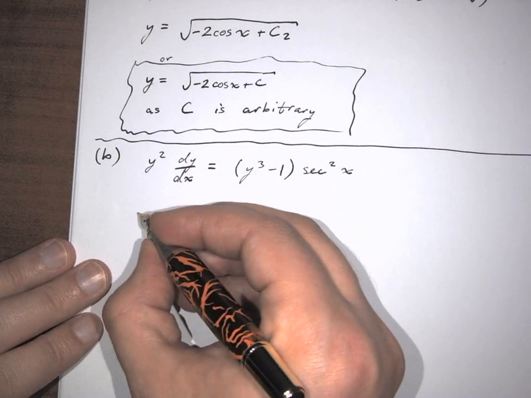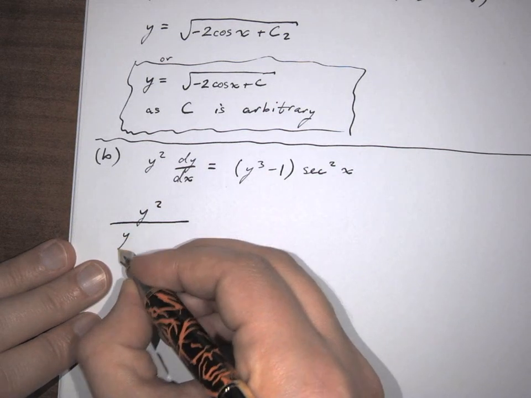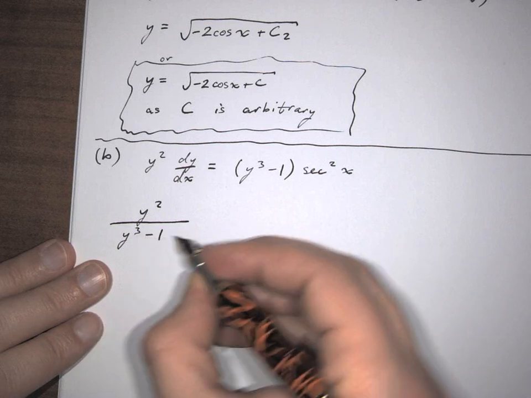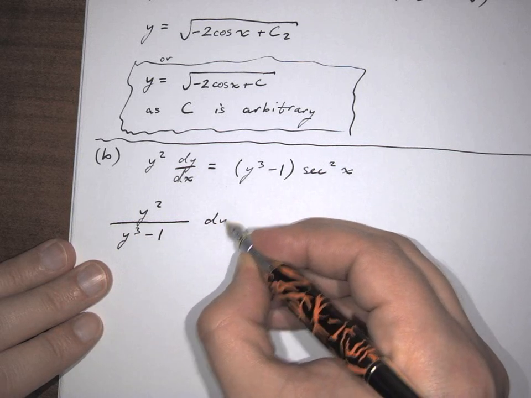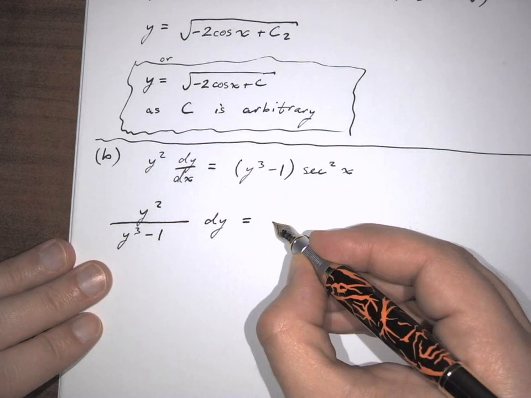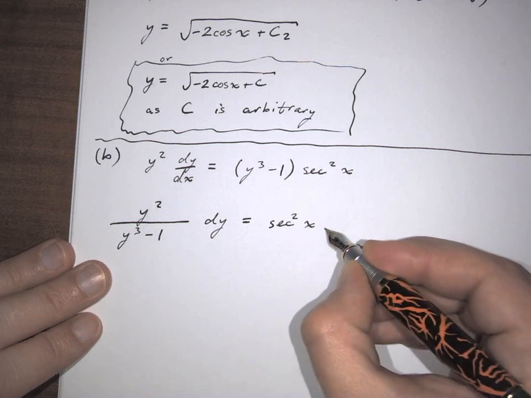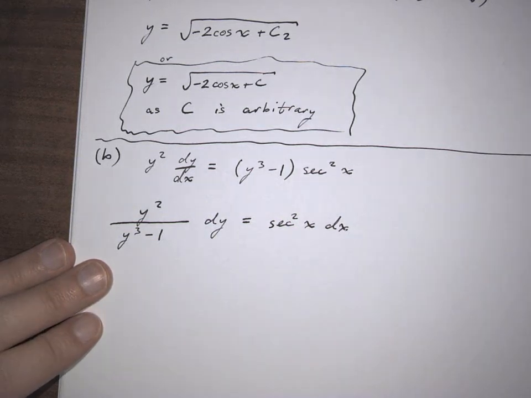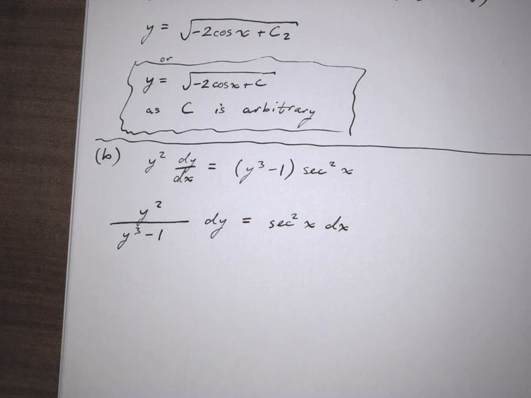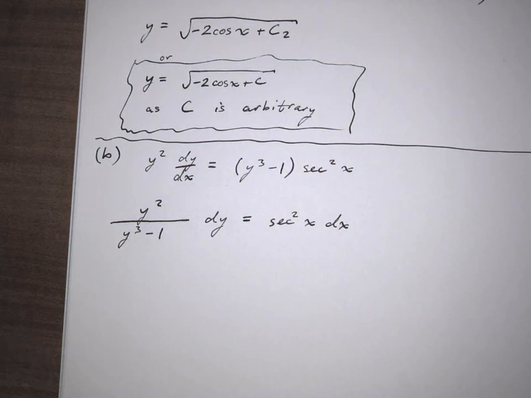So on the left, y squared over y cubed minus 1 dy. And on the right, we're going to multiply both sides by the dx, and we're going to have secant squared x dx. Now, once again, here what we have is a little bit of a strange looking expression with these differentials just floating around naked. It's not really quite defined yet.